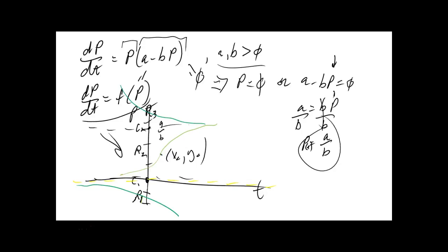And since P of T is increasing, we just sort of randomly assumed that. Since it's increasing, I drew one curve here. There's various ones you could do there.